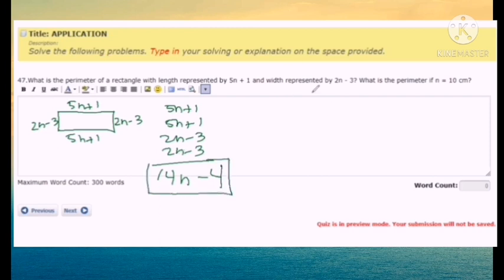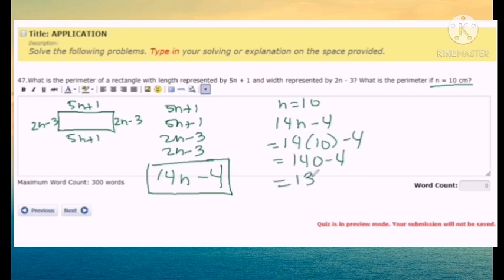And then there is another question. What if n has a value of 10? If n is 10, this expression 14n minus 4 will become 14 times 10 minus 4. That's 140 minus 4. So our answer is 136, and the unit is centimeters.